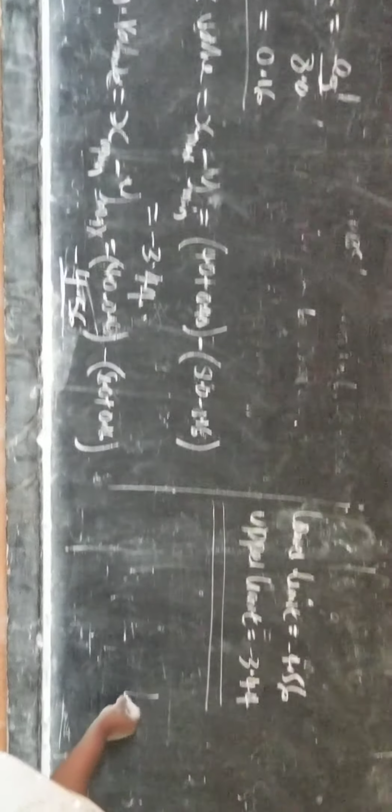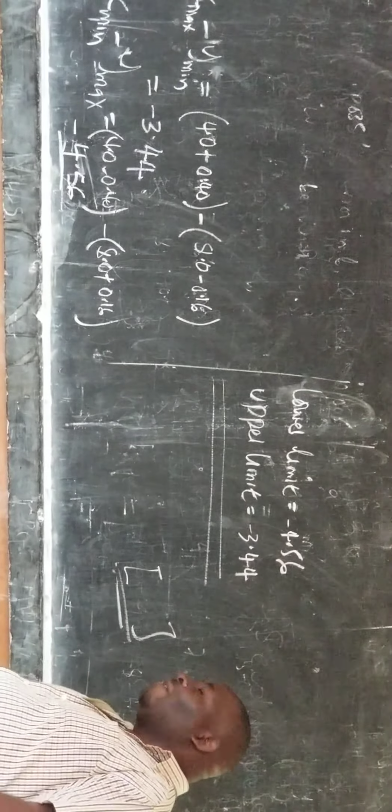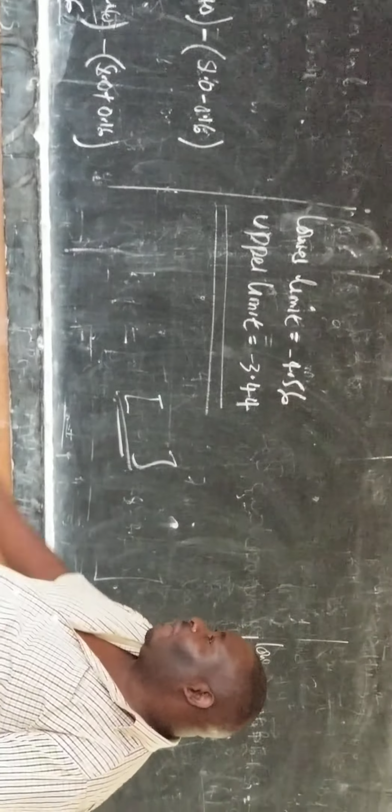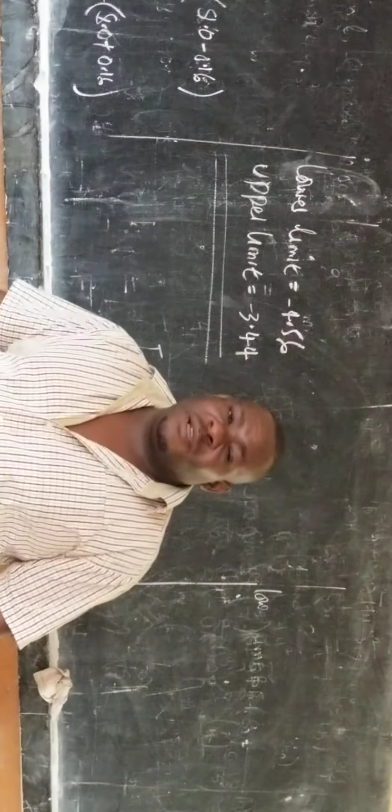That's how you state the limits. If you state it in brackets, this is an interval, or a range within which the true value of the expression is expected to lie.